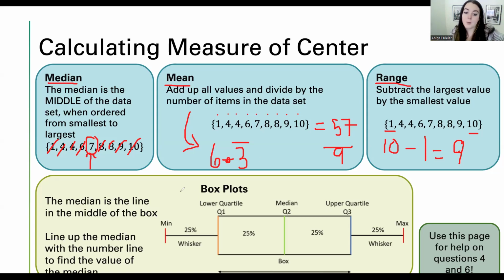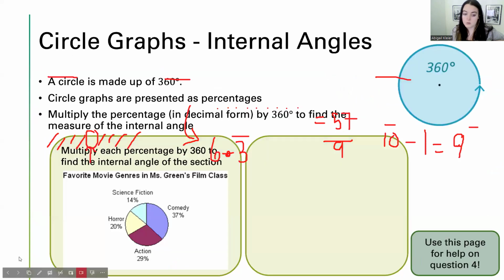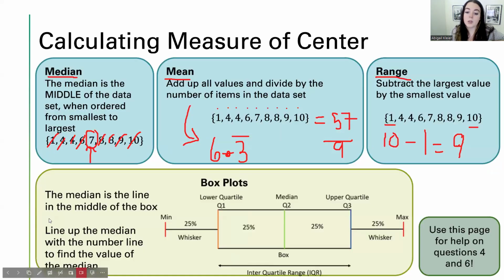We can also talk about box plots. So when we're reading a box plot, it's important that we look at where each part of our box plot lines up with the number line at the bottom. It's called a box and whisker plot because there is a centralized box, which holds 50% of our data, and then 25% of our data is in one whisker, 25% of our data is in the other whisker.